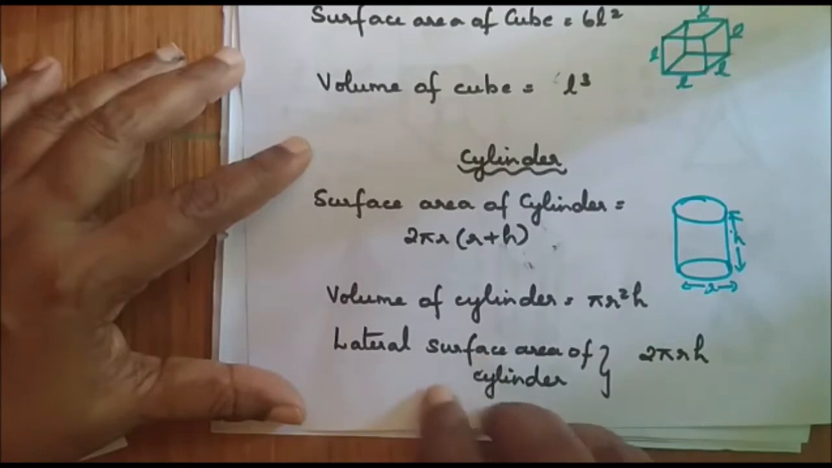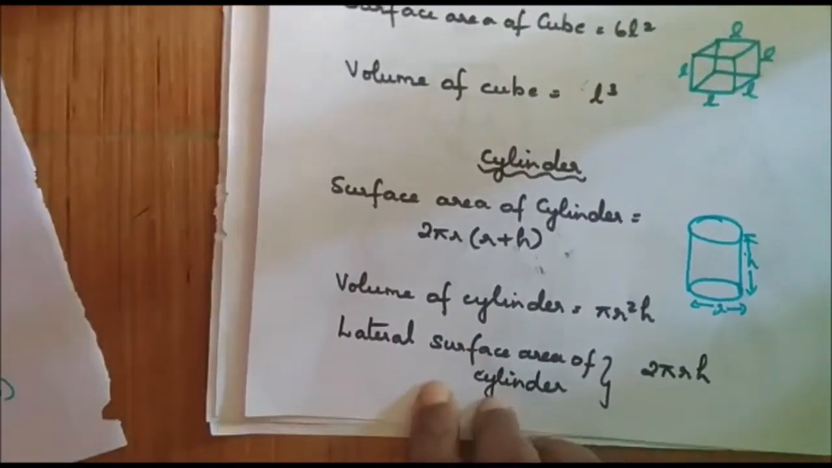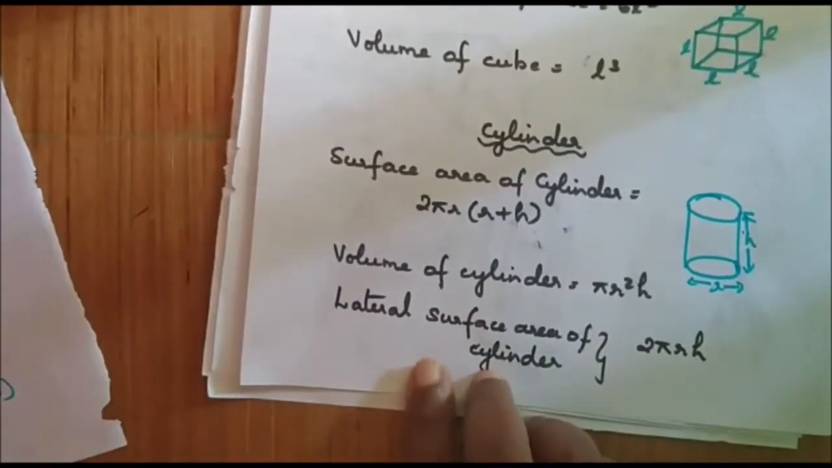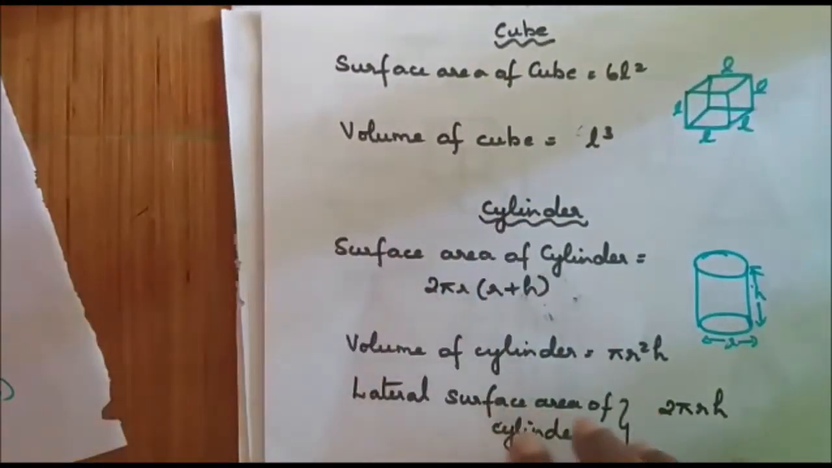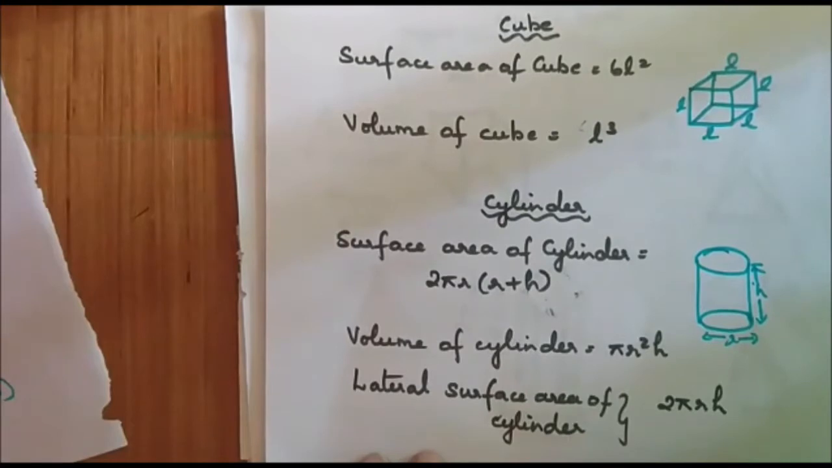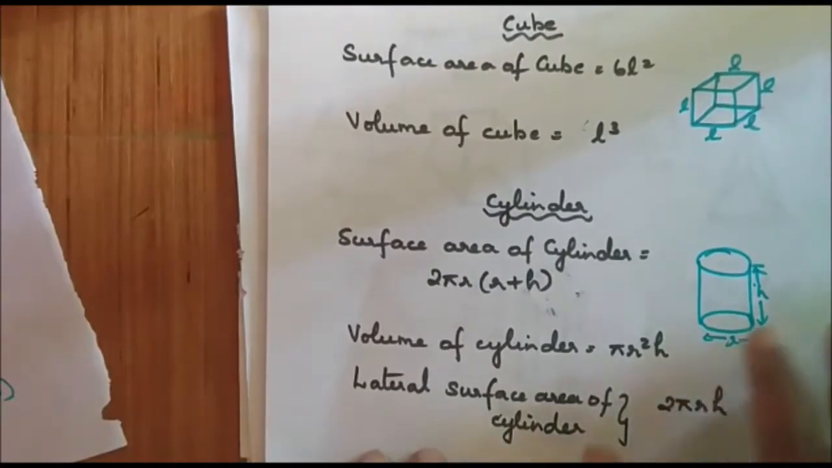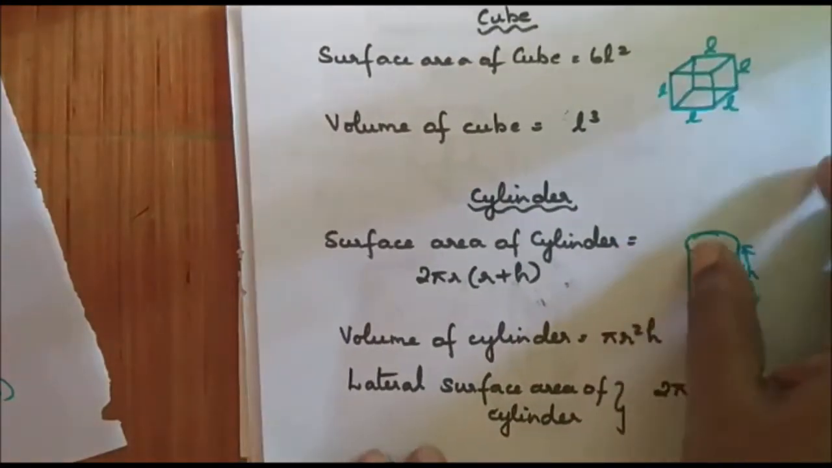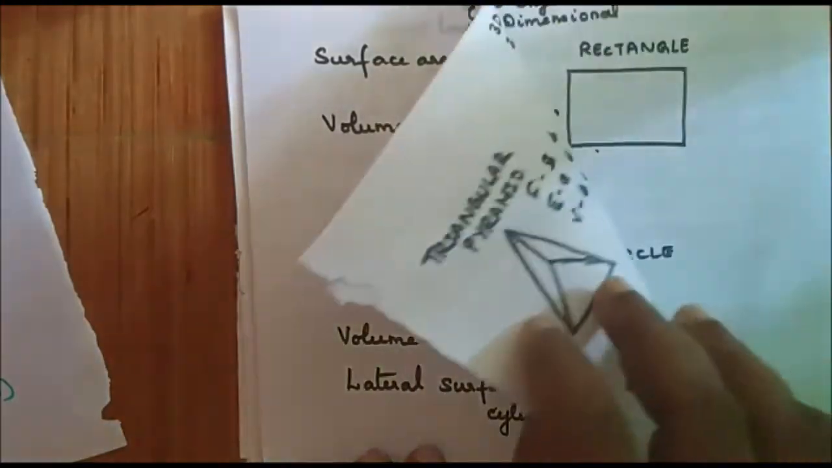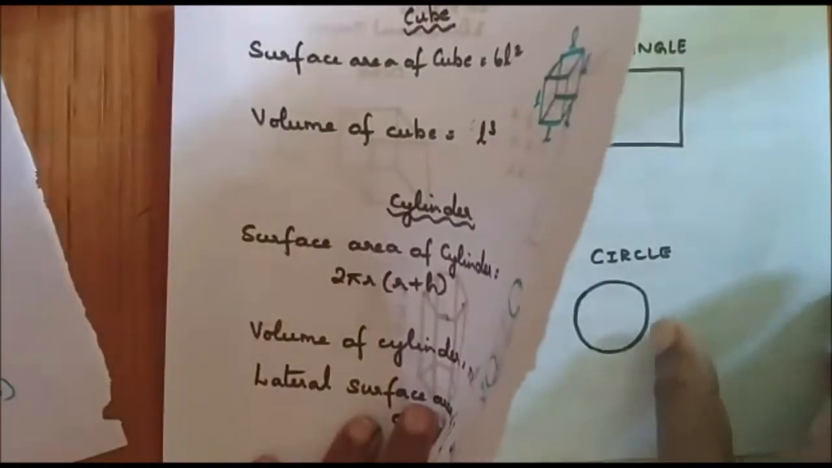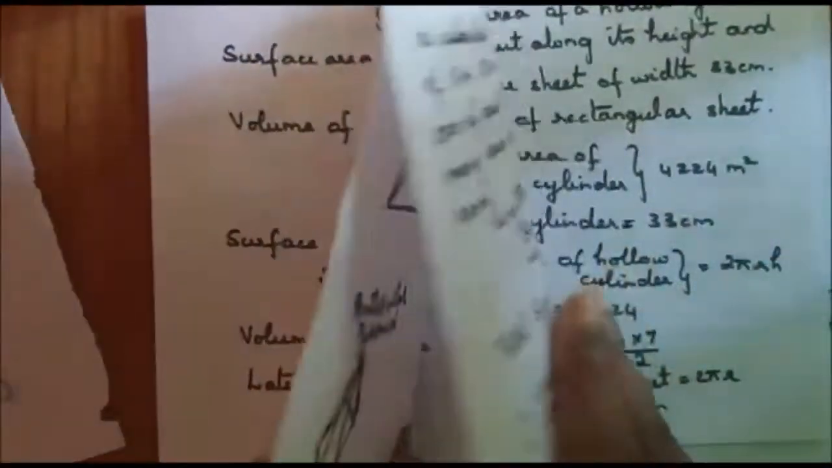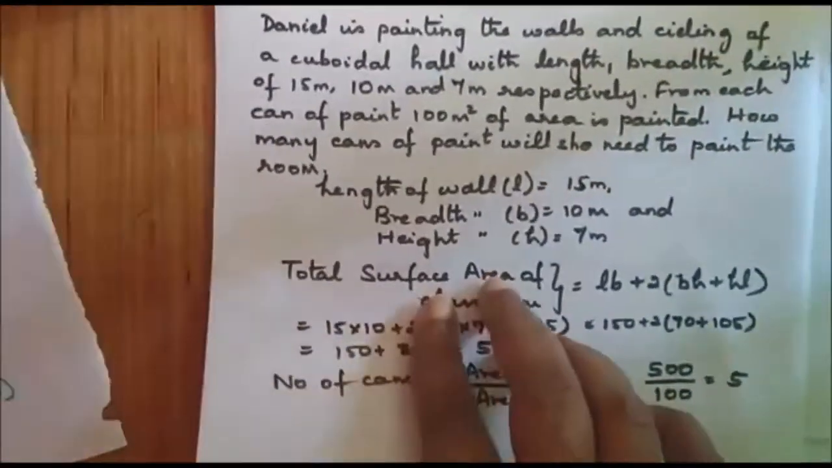The lateral surface, what do you mean by lateral surface? That is the surface area without the top and the bottom, called the lateral surface area of the cylinder, which is nothing but 2 pi r h. Okay. So these are the formulas, you have to memorize them. Now we'll go to the next topic, that is the problem.